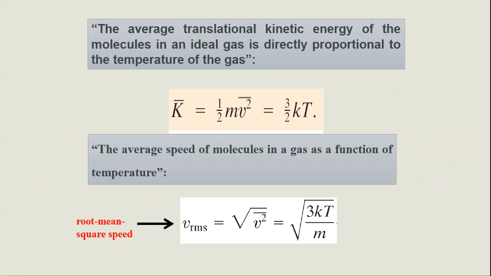Next, the average translational kinetic energy of the molecules in an ideal gas is directly proportional to the temperature of the gas. Very straightforward. As temperature increases, your kinetic energy also increases. And then the average speed of a molecule in a gas as a function of temperature. If you look at this equation, it's also the same. As temperature increases, the average speed also increases.